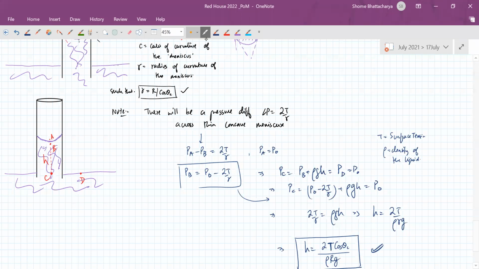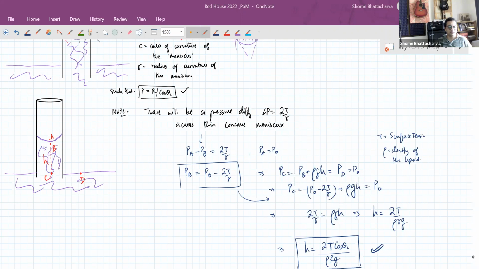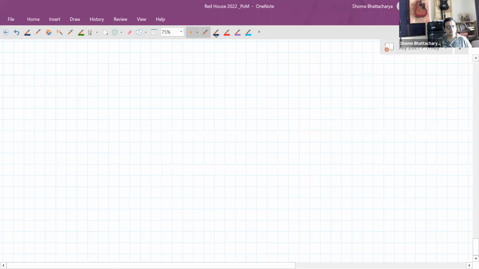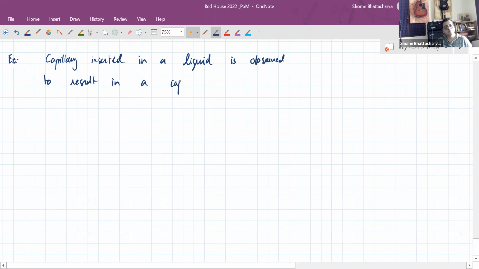Okay, so now as far as questions are concerned, most of the questions in this part are straightforward formula based, but there are one or two types of variations possible. So we'll quickly discuss an example. Let's say we have this situation that a capillary inserted in a liquid is observed to result in a capillary rise of 4 centimeters, and a contact angle of 37 degrees.